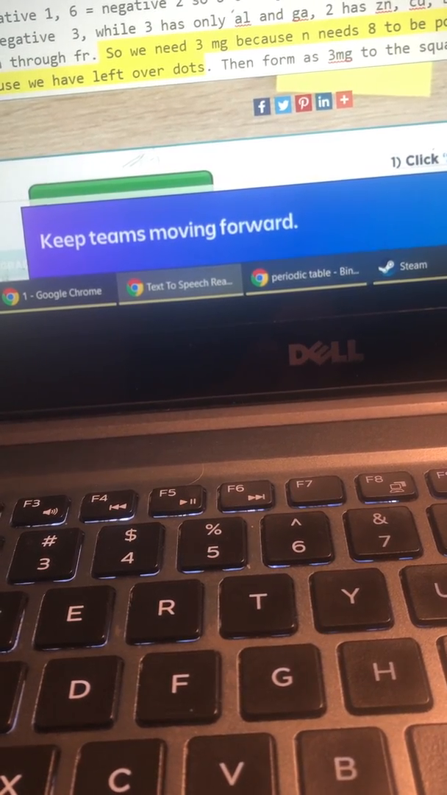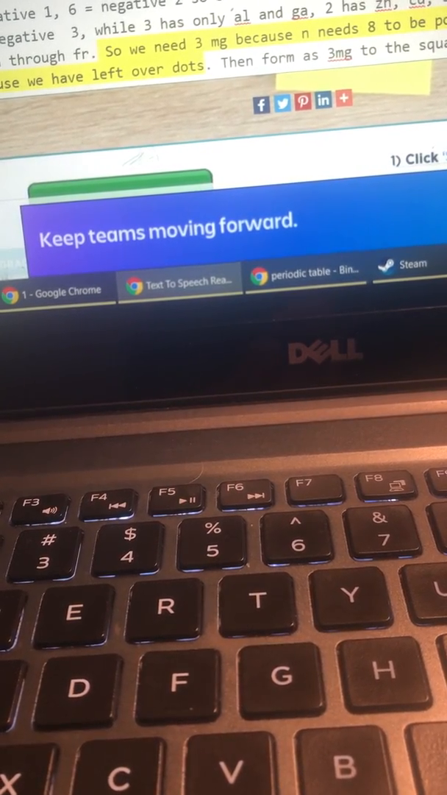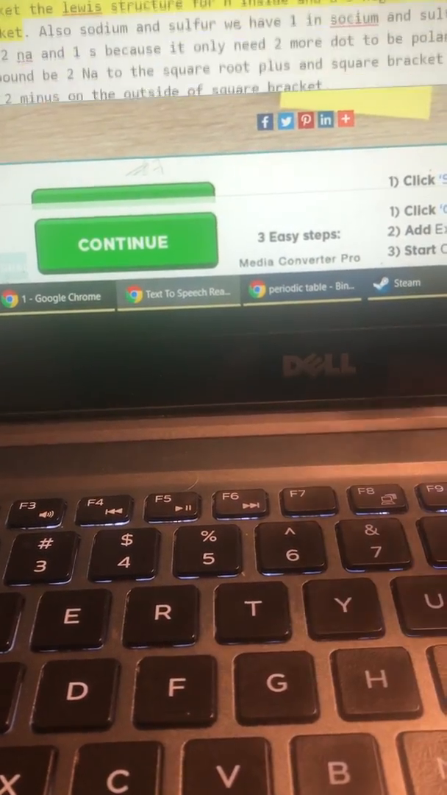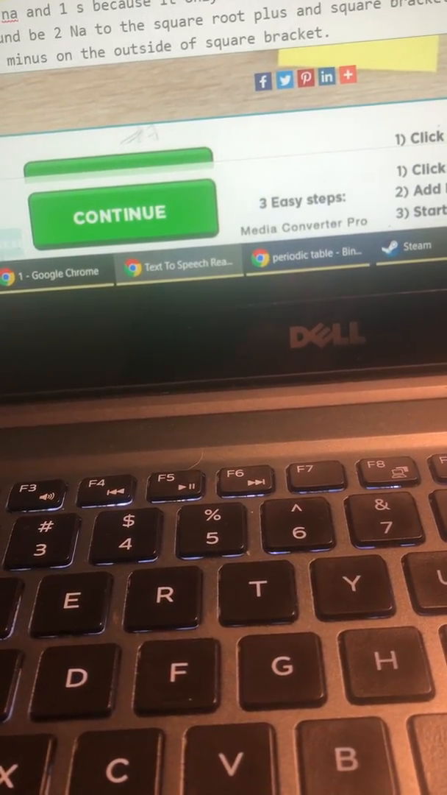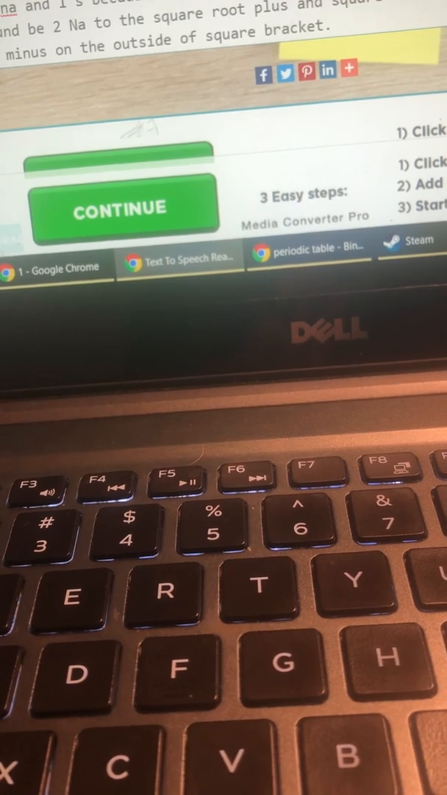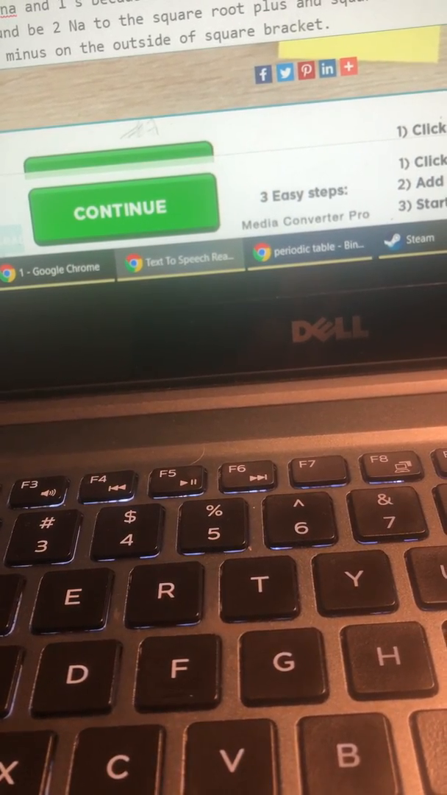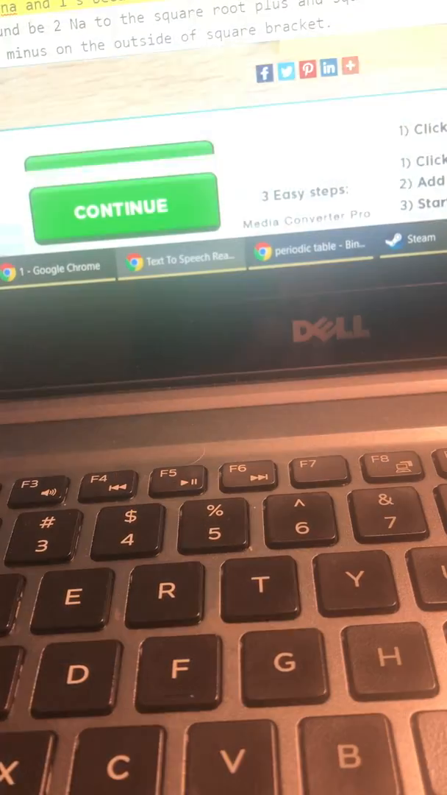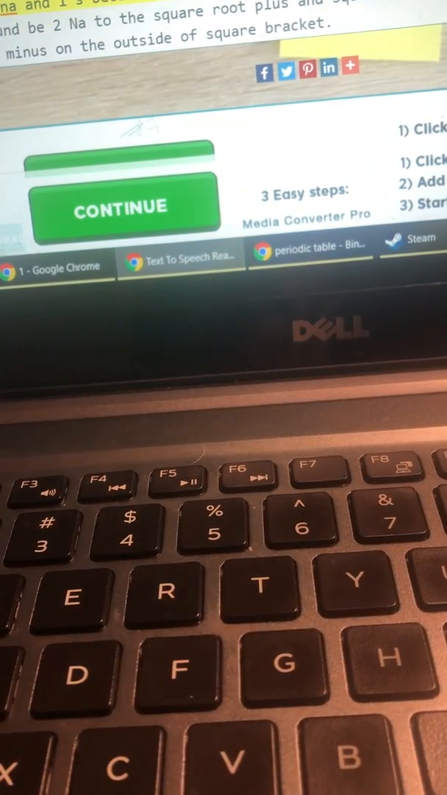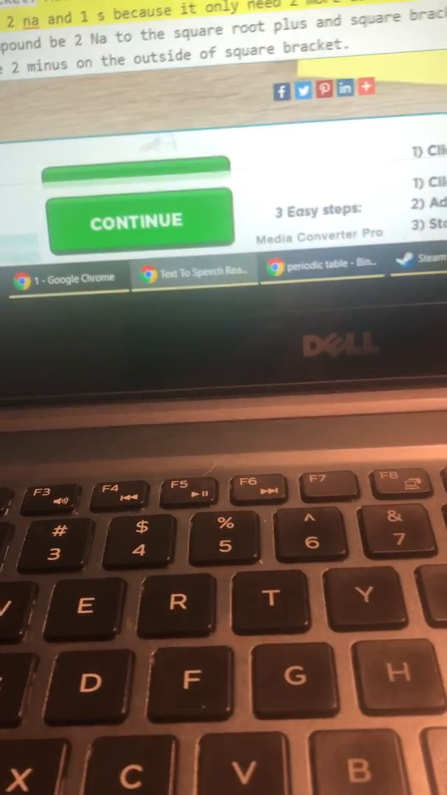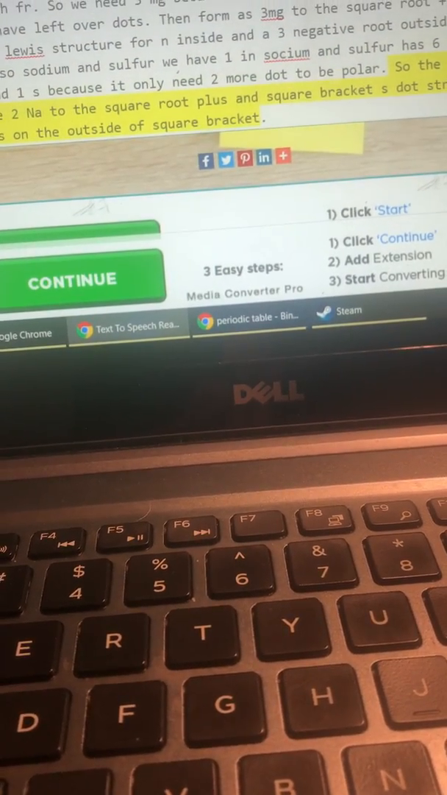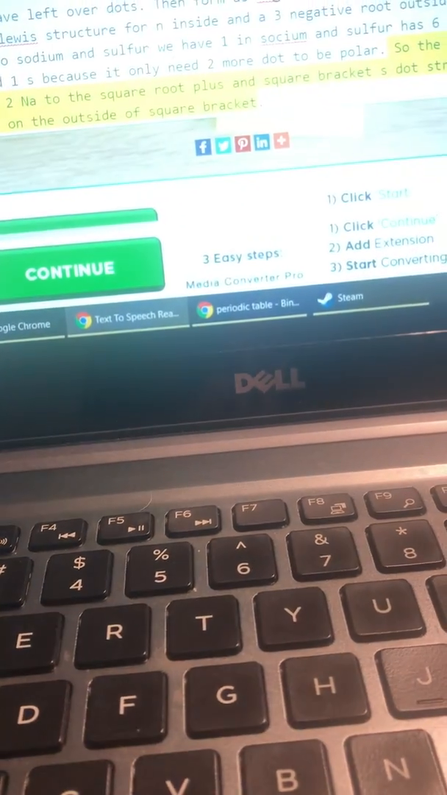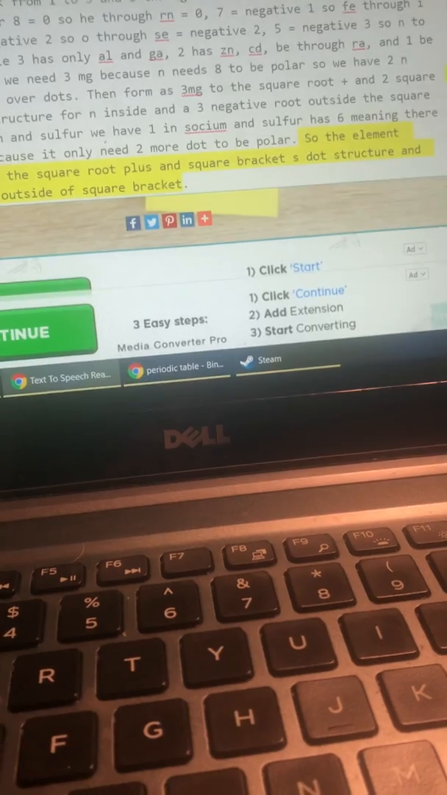So we need 3 magnesium because N needs 8 to be stable, so we have 2 N because we have leftover dots. Then form 3 Mg2+ and 2 square brackets with the Lewis structure for N inside and a 3- outside the square bracket. Also sodium and sulfur: Na has 1 and sulfur has 6, meaning there are 2 Na and 1 S because it only needs 2 more dots to be stable. So the compound is 2 Na+ and a square bracket with the S dot structure and a 2- on the outside of the square bracket.